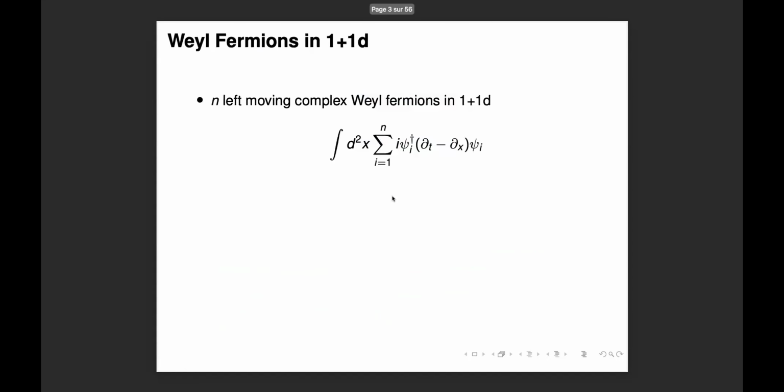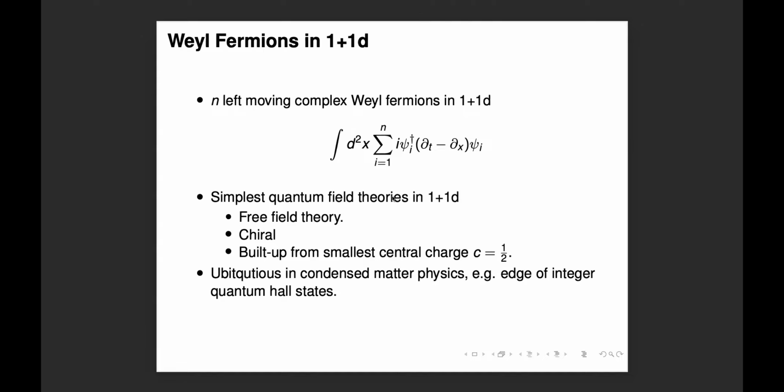So what is this talk about? The talk is about the free fermion, the Weyl fermion, in 1+1 dimensions. We just take n copies of the compact Weyl fermion in 1+1, and this is the Lagrangian. This model is very simple in many senses. First of all, it's a free field theory, so there's no place to hide. We should understand everything about it.